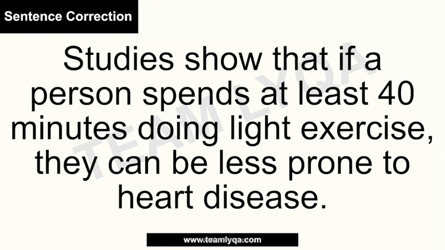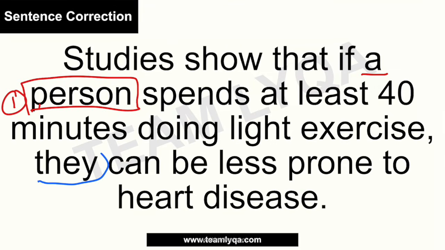Now, anong mali dito? At first glance, baka hindi siya pansinin, pero if you think about yung pronoun-antecedent agreement, you would see na ang pinatutungkulan dito is a person. So, this is just one person. If a person spends at least 40 minutes doing light exercise, ano mangyayari sa kanya dun sa isang person na yon? 'Di ba? Now, you see that the pronoun here is they. This is a plural pronoun. So, ibig sabihin, mali ito.